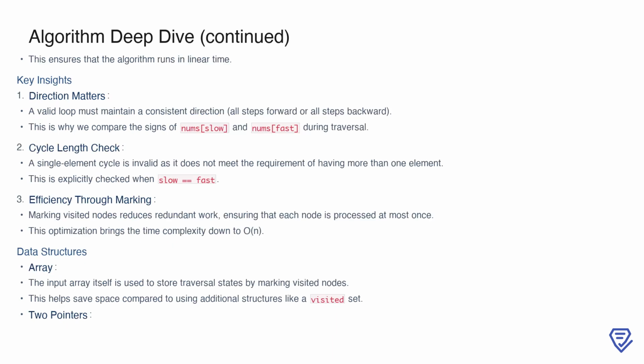Marking visited nodes is crucial for efficiency. By setting the values of these nodes to 0 or another marker, we ensure that the algorithm does not revisit invalid paths. This optimization ensures the algorithm runs in linear time.